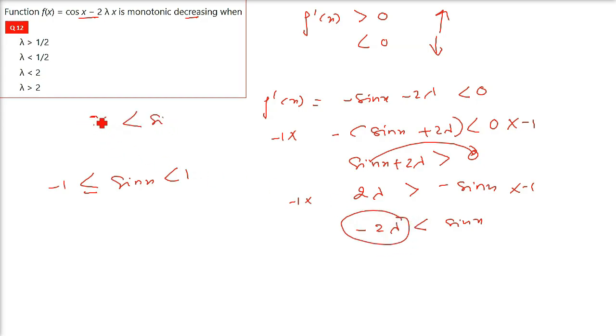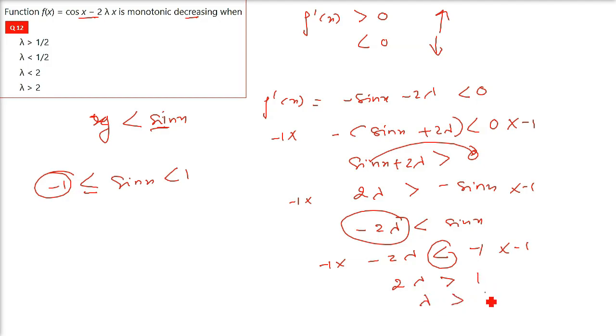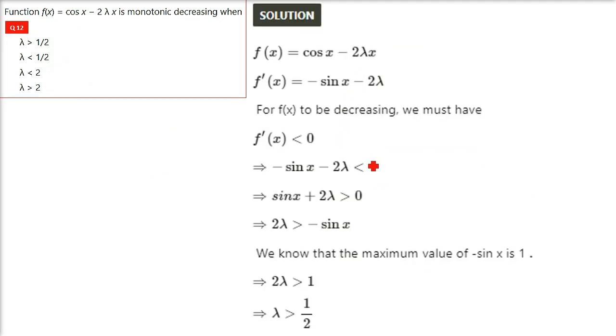So minus 2 lambda is less than sin x. What does it mean? Something is less than the minimum value of sin x. What is the minimum value? -1. So minus 2 lambda is less than -1. Again multiplied by -1 on both the sides, so this inequality will change. It is going to be 2 lambda greater than 1. So lambda is greater than half. So this lambda is greater than half is the option being provided, and that is what we are going to use. So this is how you are going to go about it.